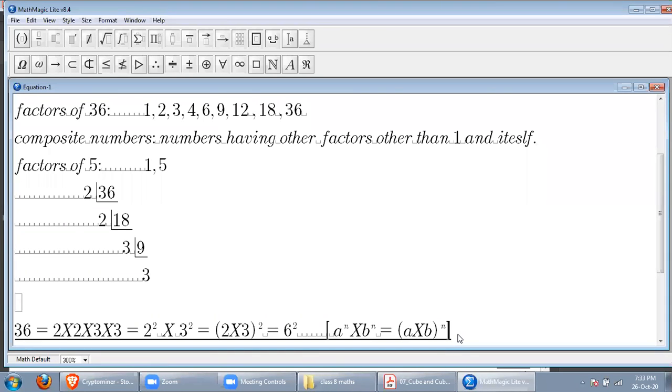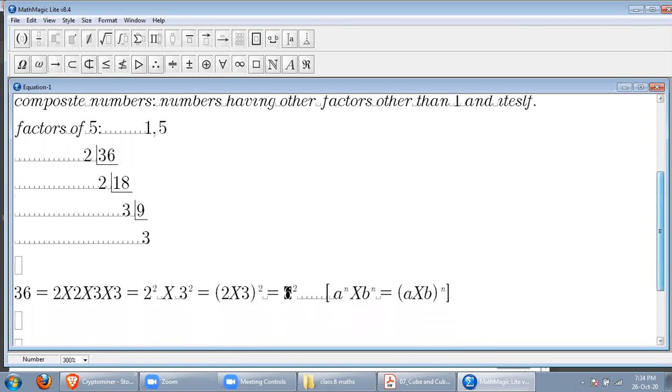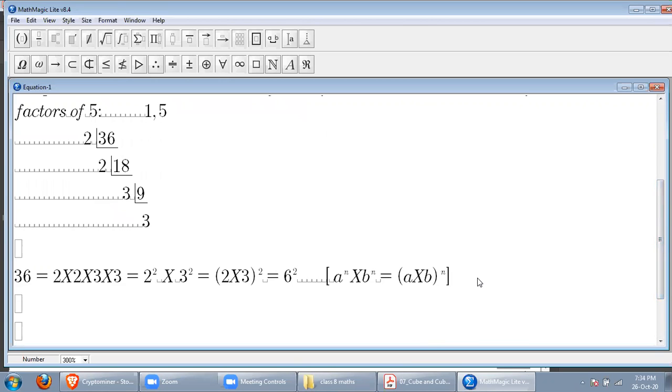Yes. This is how the two steps come. How does the 2 into 3 whole square come? So it is 6 square, and 6 square is 36. That means 36 is a perfect square number, and the square root of 36 will also be 6.